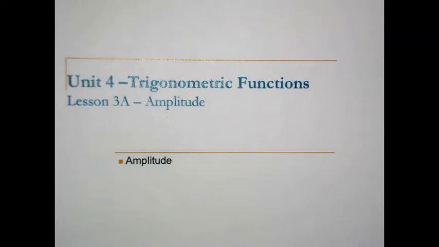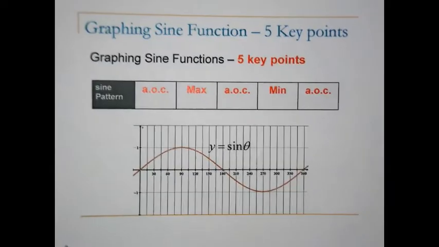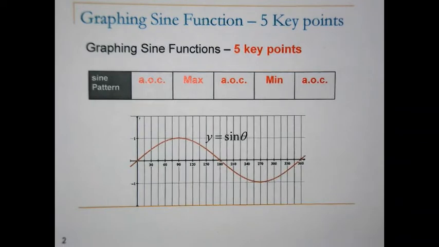Today we are going to have part 1 of our lesson 3 on how the amplitude of a sine or a cosine graph will change by changing some values in its equation. What we call the 5 key points.